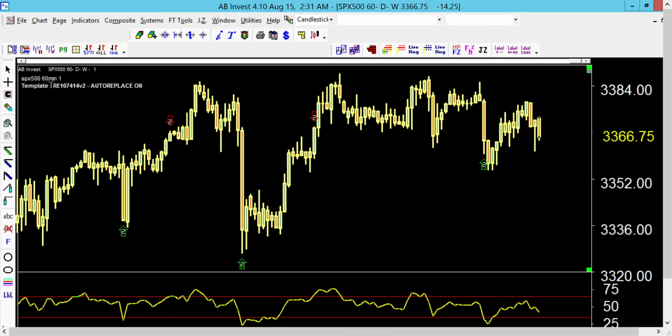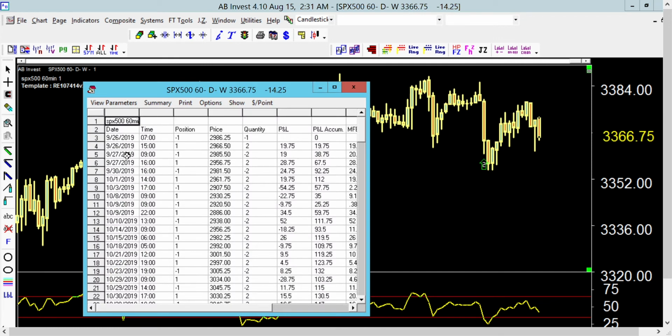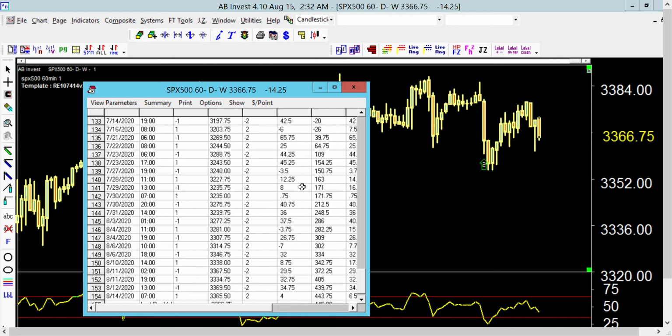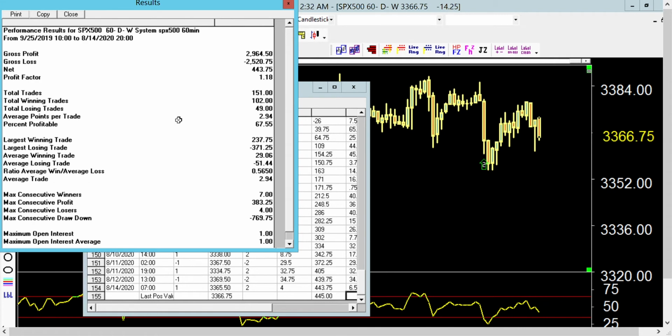What I want to do right now, of course, is see the backtest results of the system. So since the 26th of September 2019, I'm scrolling down the menu. This system has taken around 445 points till the 14th of August 2020. So for the 11 months, this system alone has made around 15% profit. From the summary button over here, I want to see the performance in detail.